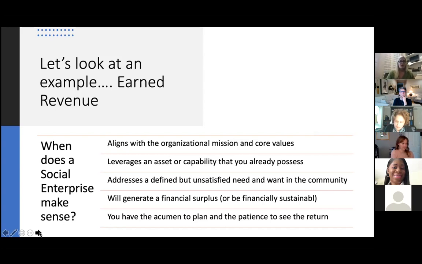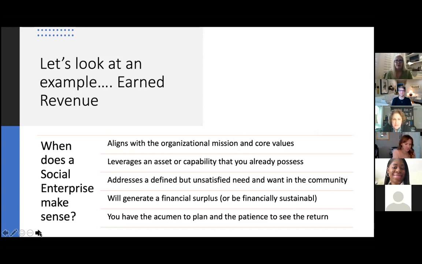So when does a social enterprise make sense? It makes sense when it aligns with the organizational mission and core values. We're not going to go start a bakery if that doesn't make sense for what we're trying to achieve. I can understand that if you were trying to give folks some workforce development or something of that nature, but if it's an elbow on the organization, not the best. It'll be a huge distraction. It makes sense if it leverages an asset or a capability that you already possess. Maybe you're doing some training, for example, or you have a competency in a certain area, and you think you can parlay that into some revenue.